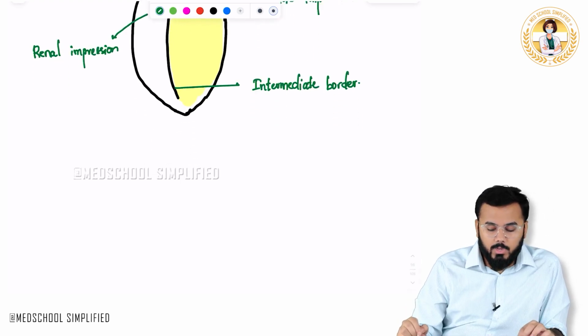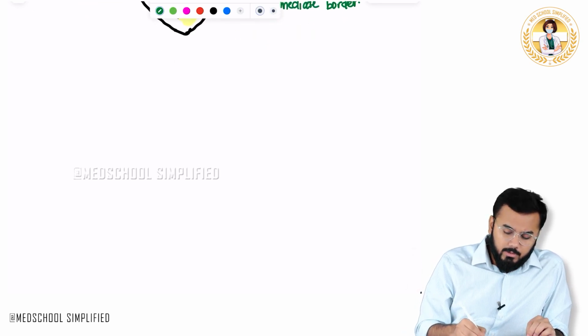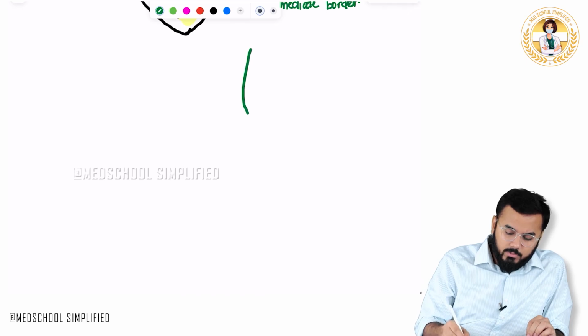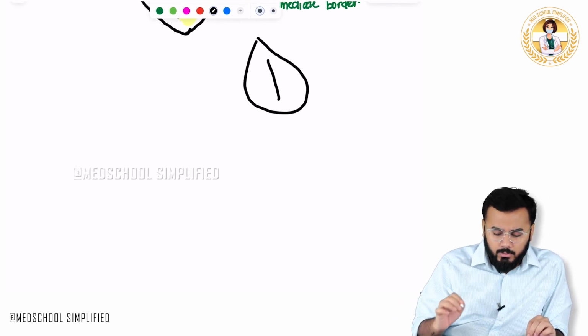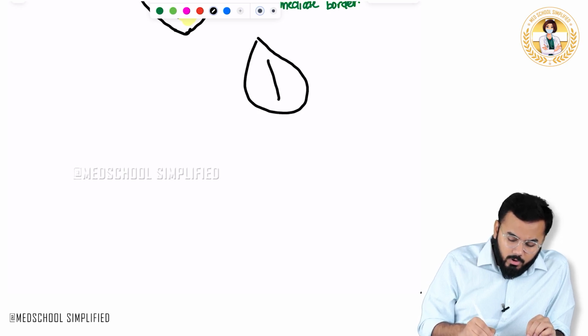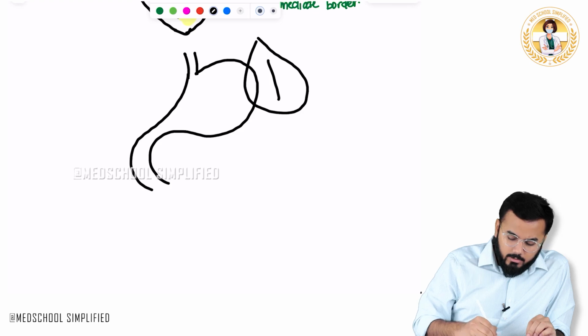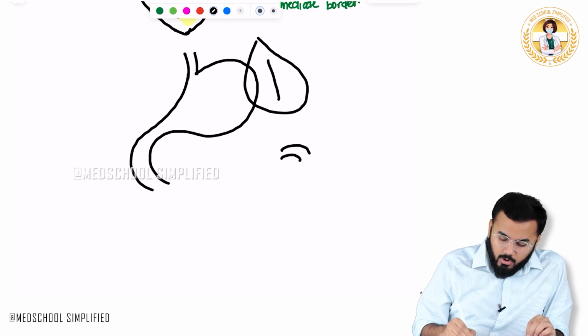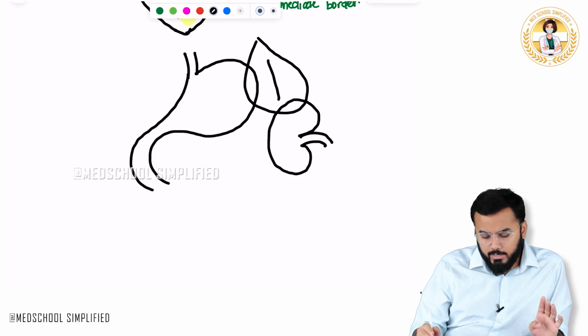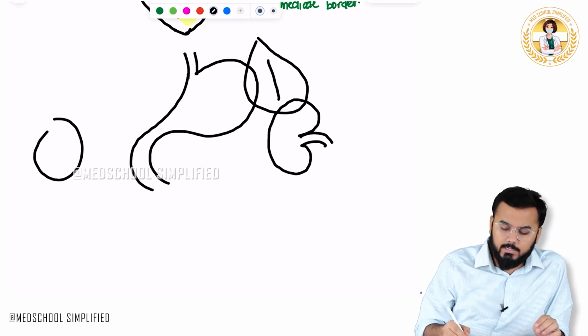What do I mean by this? For example, let us say you have your spleen in this way. This is the intermediate border. Now next to this spleen, here you have your stomach, all of you know. This is your stomach, right? And in the same way, here you have your left kidney. On this side you will have your right kidney and this side is the left kidney.